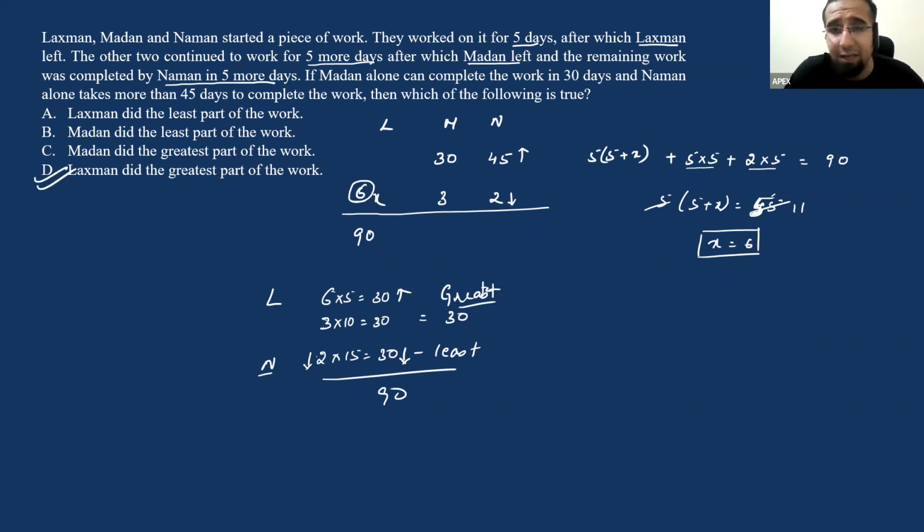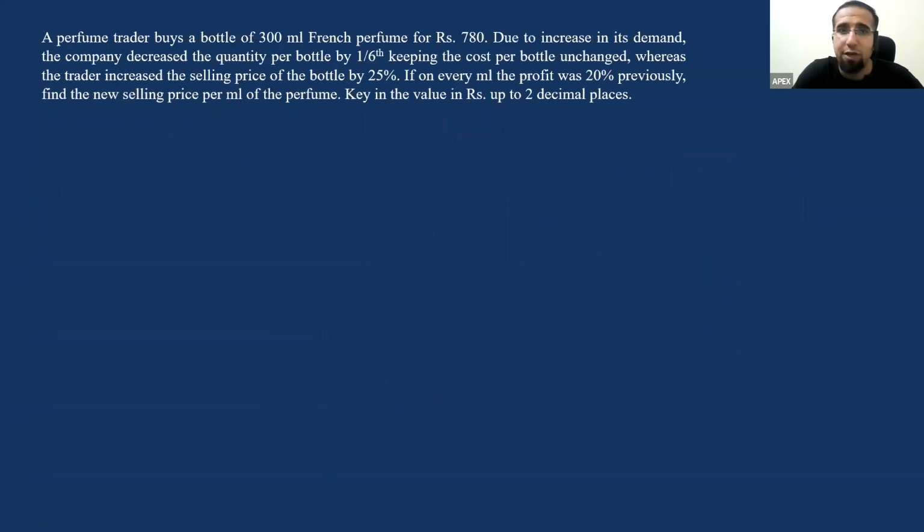So this is a very interesting question where you could have assumed 45. If the days taken is more, then the efficiency becomes less. Now, this is the smartest way in which you can solve this question, right? Let's move to the next question, guys.